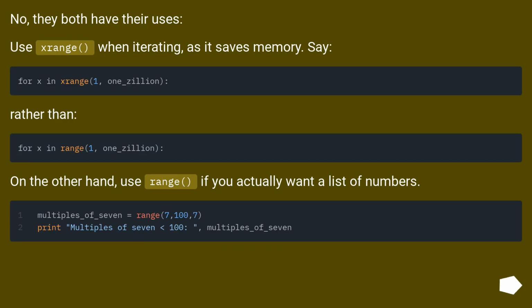No, they both have their uses. Use xrange when iterating, as it saves memory. Say, rather than. On the other hand, use range if you actually want a list of numbers.